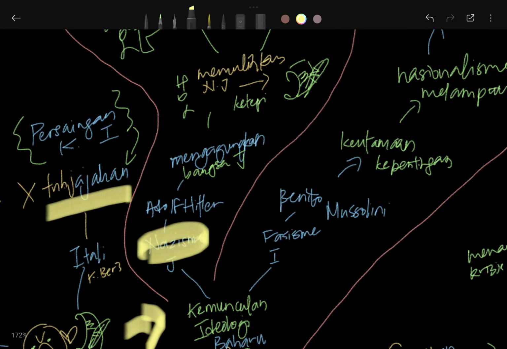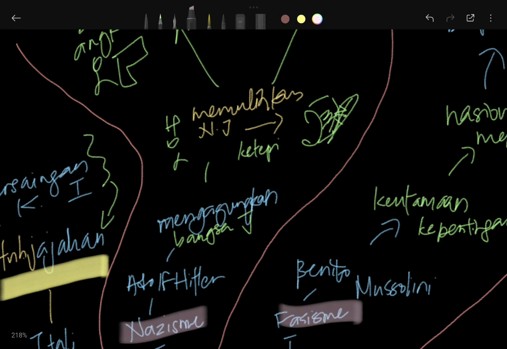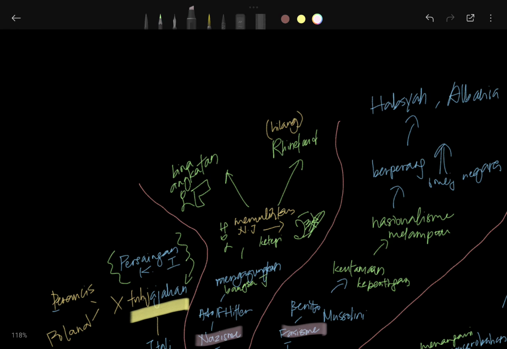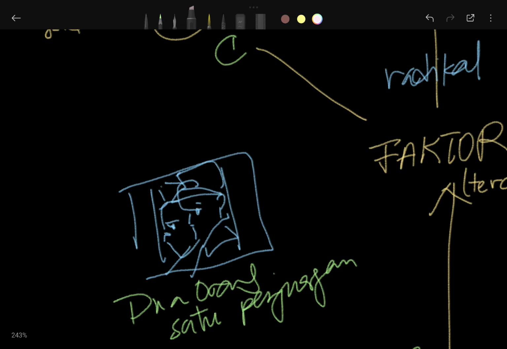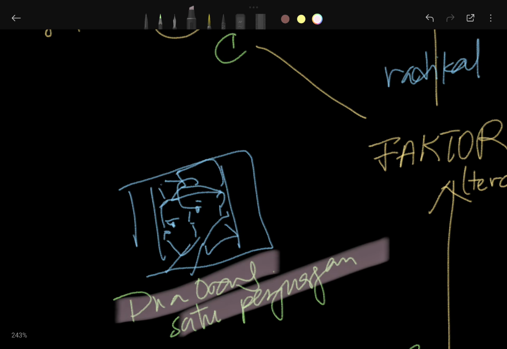Then they both had their ideas. Your Nazisma. Okay, you actually cannot see anything. Your Nazisma and your Fascisma. I'm gonna highlight it there. Ta-da, ta-da. That was led by Adolf Hitler and Benito Mussolini. Both of these ideas were very radical, and in the end, they kind of set loose all that's gonna happen. Is, you know, this dua orang satu perjuangan.